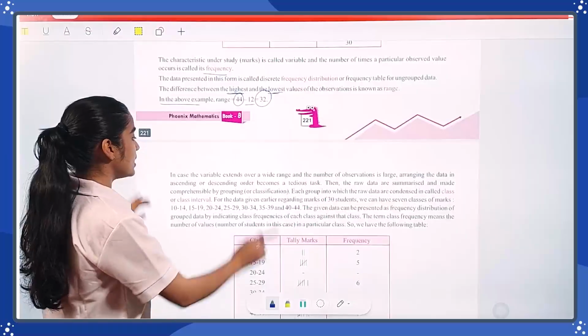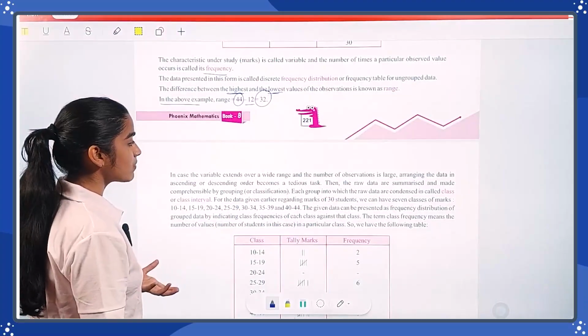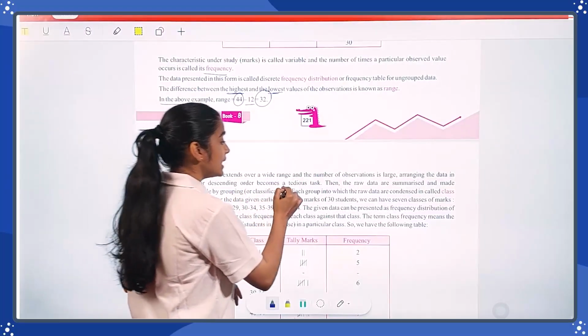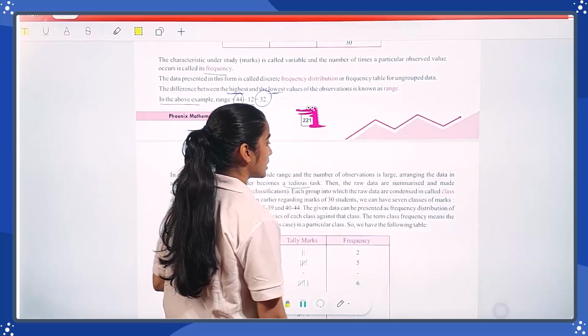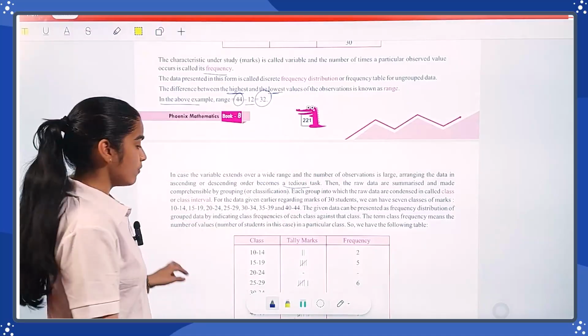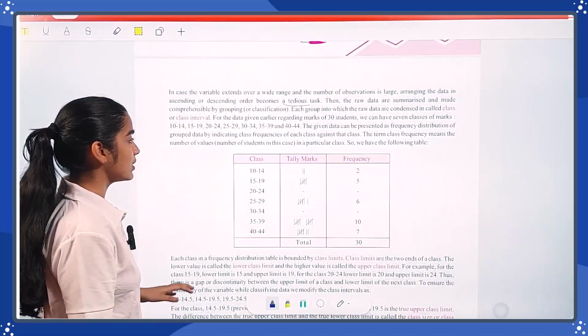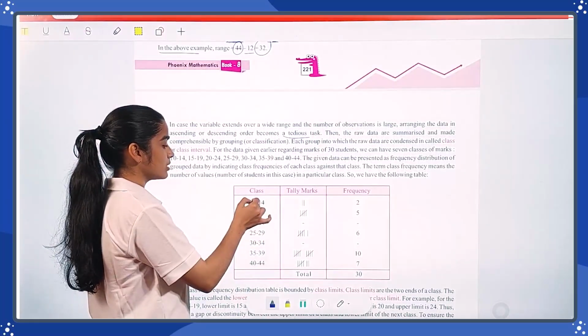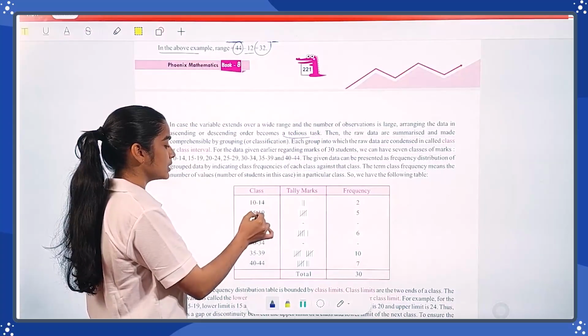In case the variable extends over a wide range and the number of observations is large, arranging the data in ascending or descending order becomes a tedious task. So then the raw data are summarized and made compact by grouping or classification. For example, now we are making a group of it. How can we make a group? So, 10 to 14 marks should be included in this group. 15 to 19 marks should be included in this group.